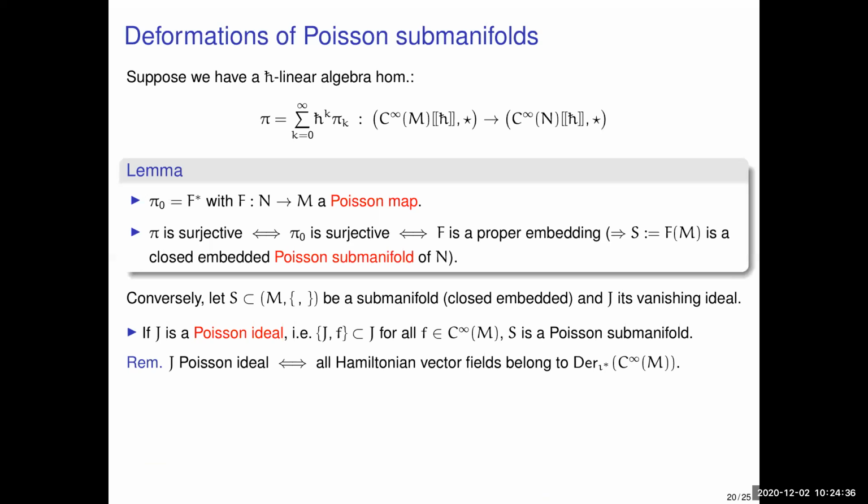Of course, this is not always true. Suppose M is a Poisson manifold and S a submanifold, not Poisson, just a closed embedded submanifold, and call J the vanishing ideal. Then if J is a Poisson ideal, meaning that the Poisson bracket with J stays in J, you can restrict the Poisson bracket to S and you get a Poisson submanifold. You can observe that J being a Poisson ideal is equivalent to the condition that all Hamiltonian vector fields can be projected, belong to what I denoted before as their pi, where pi here is the pullback of the inclusion of the algebra.